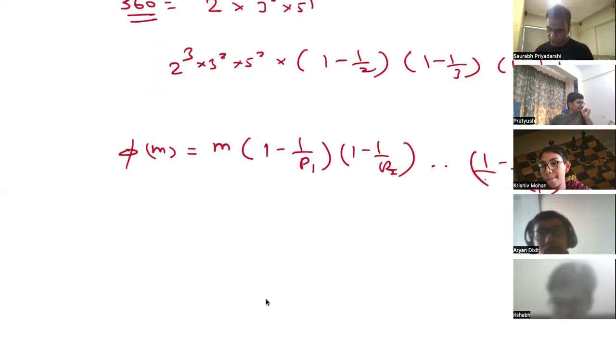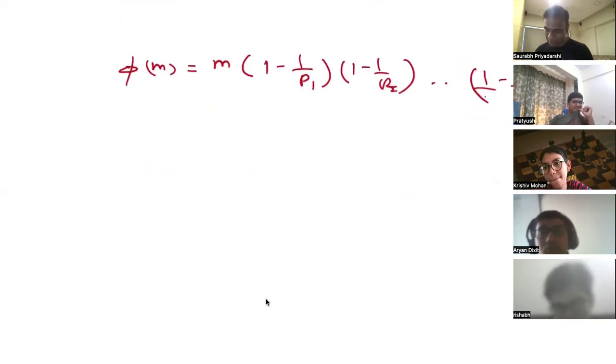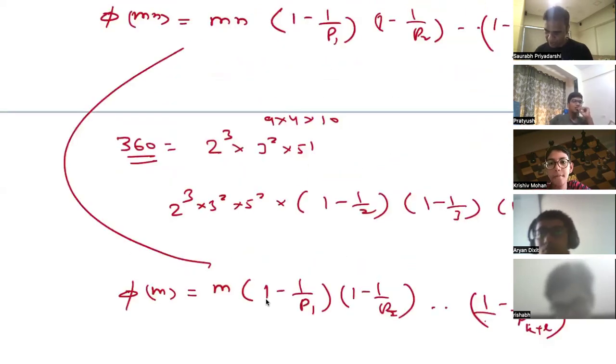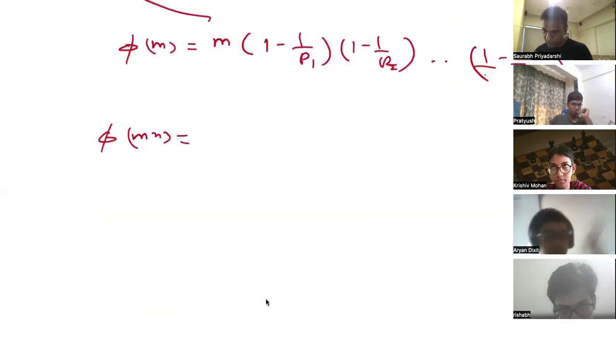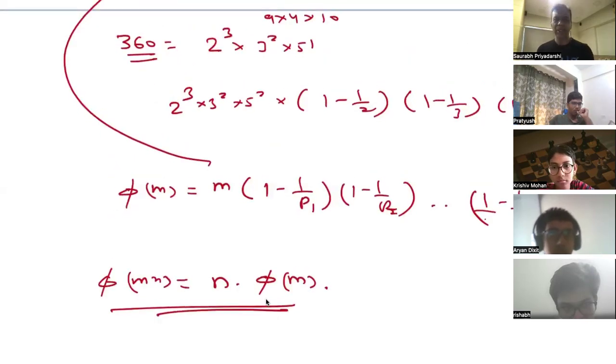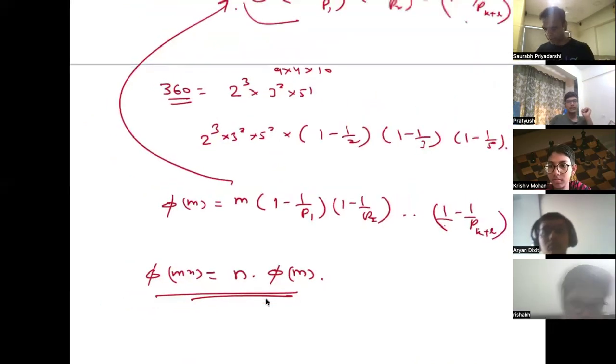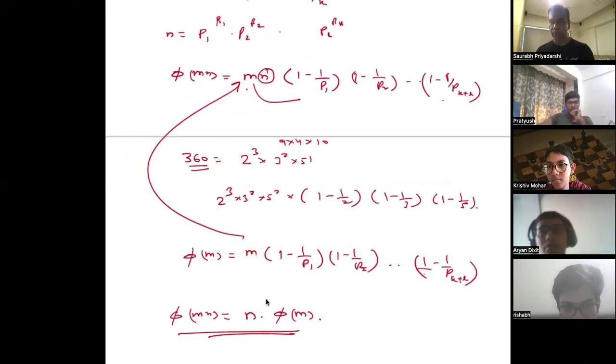So it's a simple thing, right? I'm dividing this to this. So what I'm getting, phi mn is equals to this n into all the factors are there. So this is nothing but n into phi of m. Is this okay? कोई नया काम ही नहीं रहा मेरे पास. Is this okay?